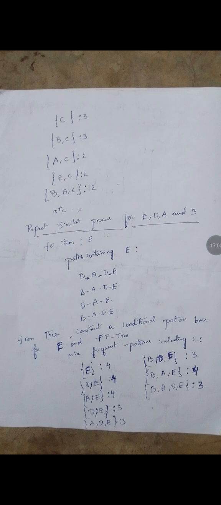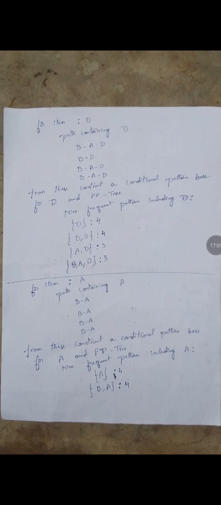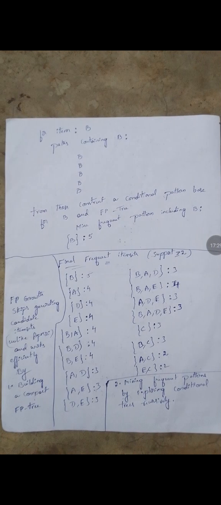In the same way, I have to repeat this process for D, A and B. For D, we have identified BAD, BD, BAD, BAD. D is repeated 4 times. BD, pairing up after giving the paths, 4 times. AD is repeated 3 times. BAD is repeated 3 times. For item set A, BA, BA, BA, BA. That means A is repeated 4 times. BA is repeated 4 times. For the item set B, the paths containing B are repeated 5 times.